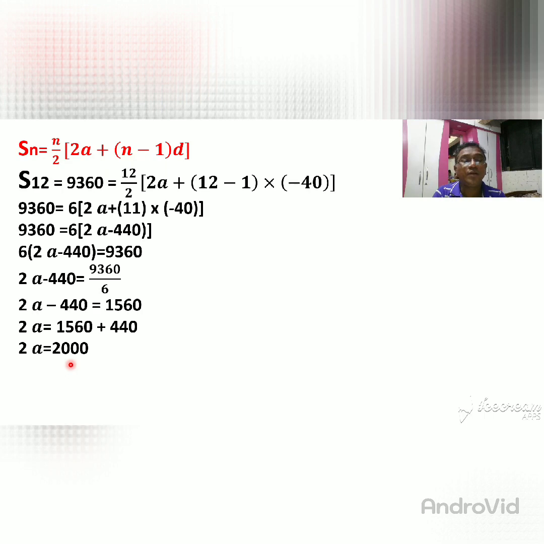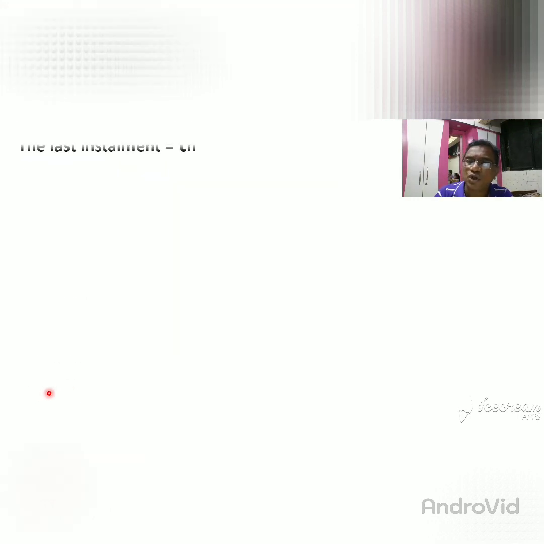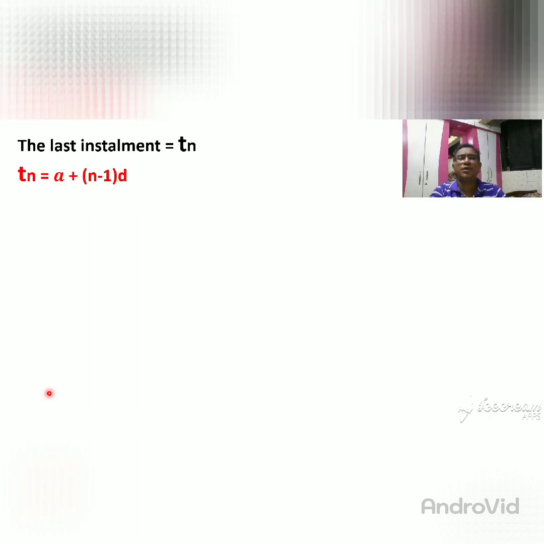Is that clear? Then this 2 is multiplying a. When that 2 goes across, it becomes division. See how it is divided. 2 ones are 2, 2 zeros are 0. So you are getting 1000. So a is equal to 1000. This is the first installment, 1000. Finding the first installment means one question is completed.